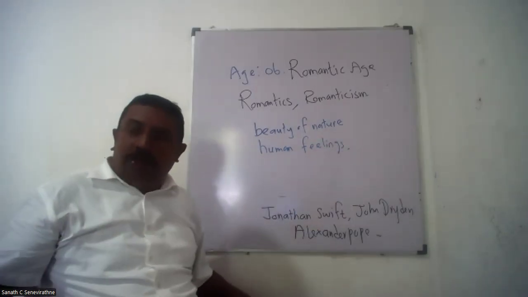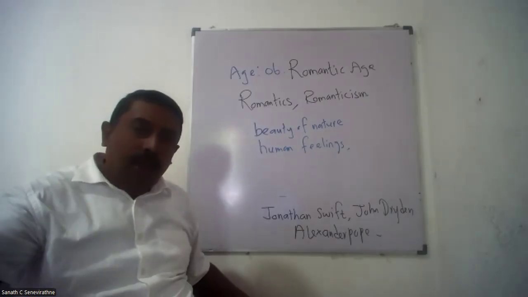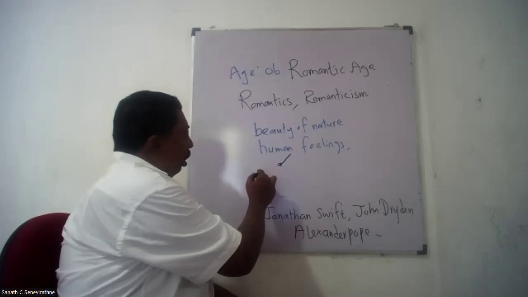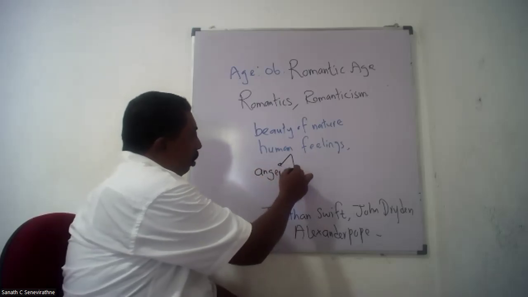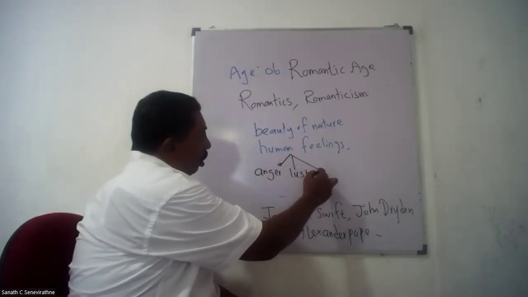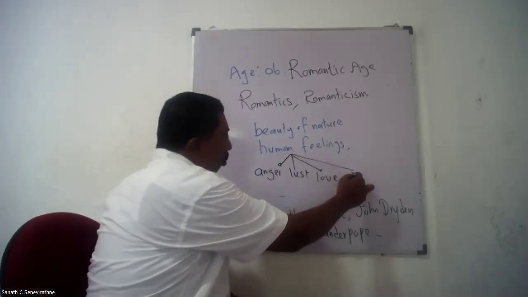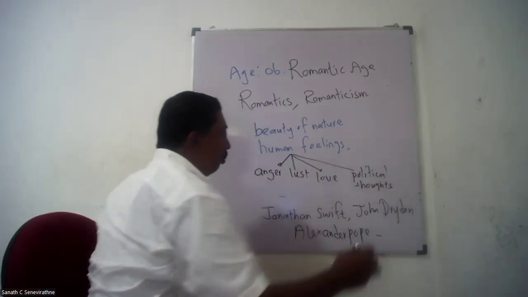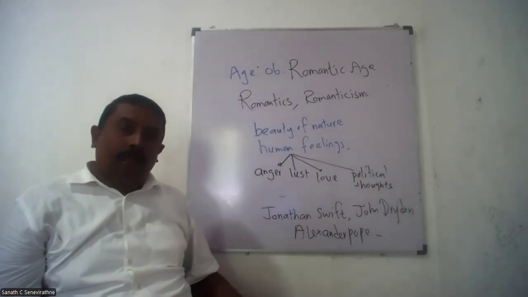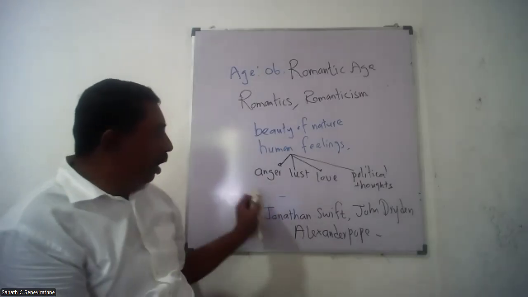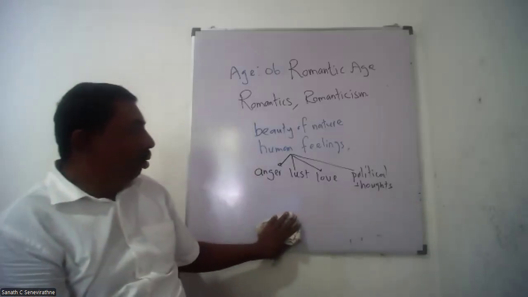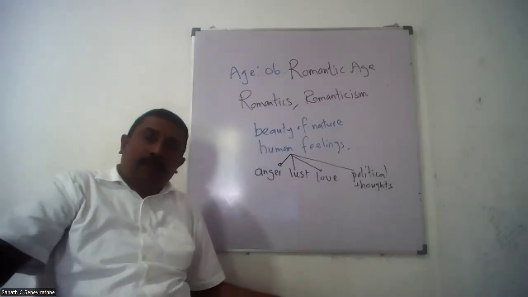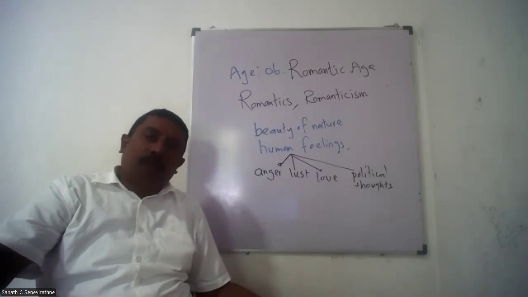When we come to human feelings, we define it as anger, lust, love, political thoughts, like that. Some people wrongly define this as male-female love, romantic. No, male-female love is only one type of romanticism. Political thoughts also are romanticism.